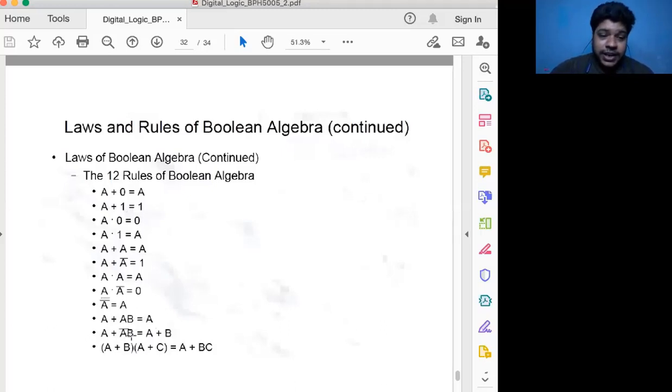A plus A bar B is equal to A plus B. And (A plus B)(A plus C) is equal to A plus BC. तो ये सारे जितने भी rules हैं, either you understand it.